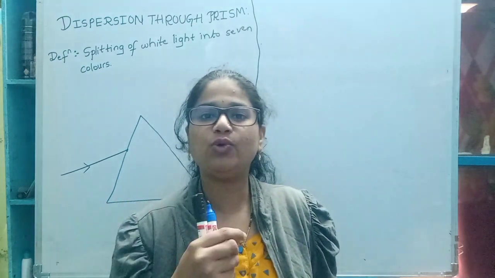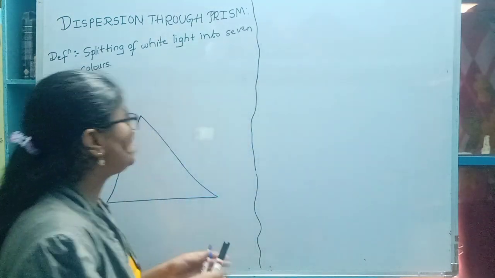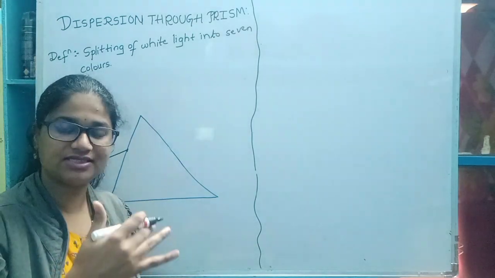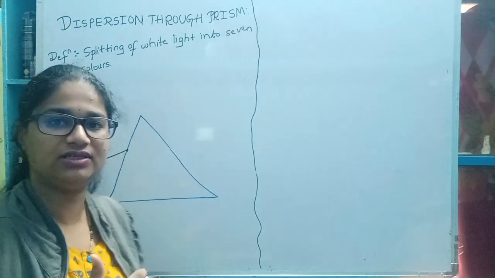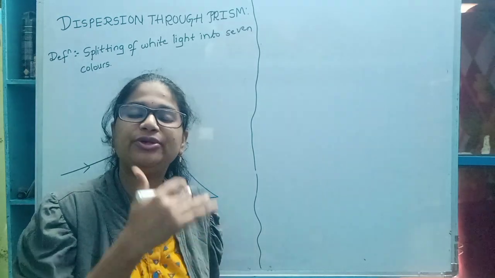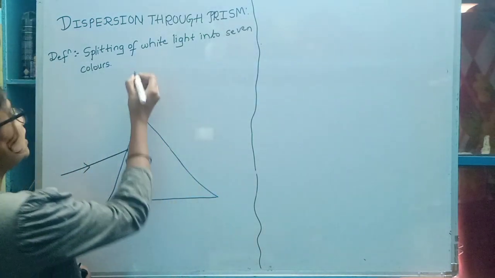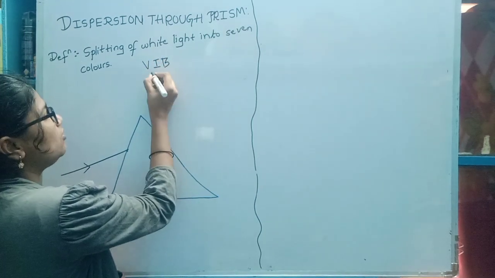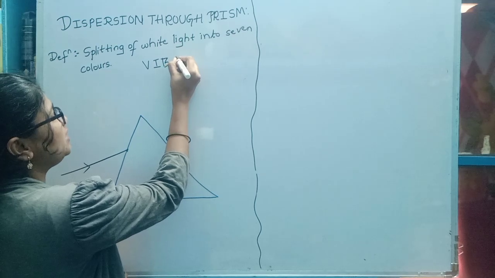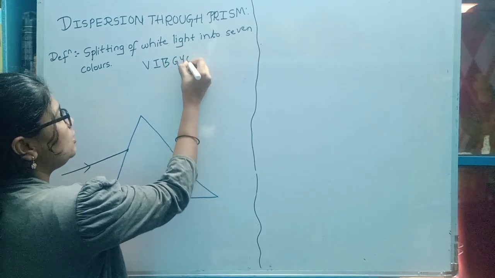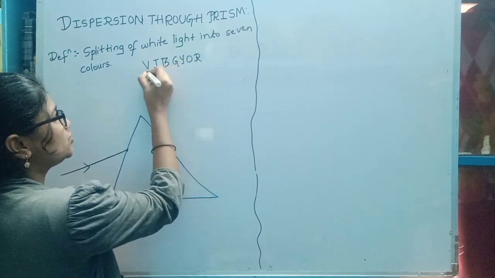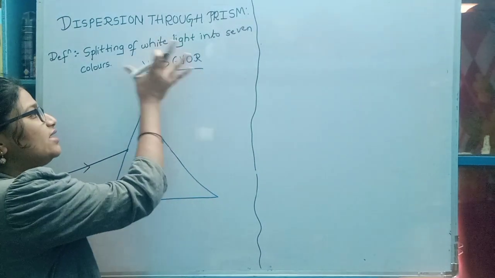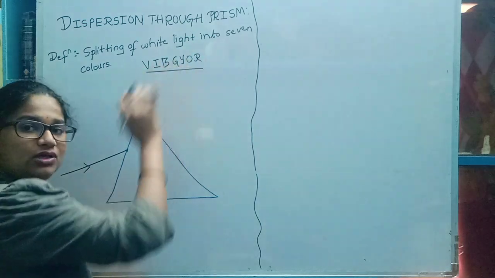So let us see how dispersion occurs. Especially the white light is split up into main 7 colors. Even though it has millions of colors, it will be splitting up into main 7 colors. That we all know, that is VIBGYOR. That is V for violet, indigo, B for blue, green, yellow, orange and red. So this is VIBGYOR. This is the white light. When it splits, we will get all these colors.